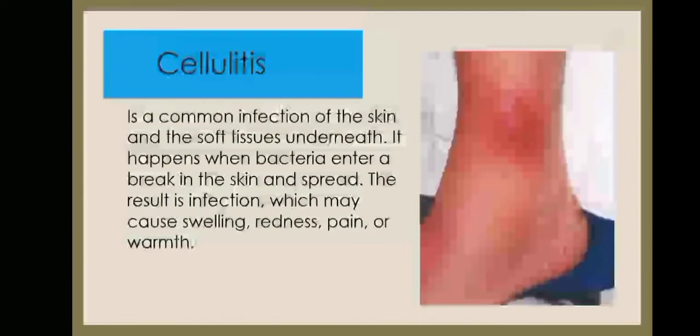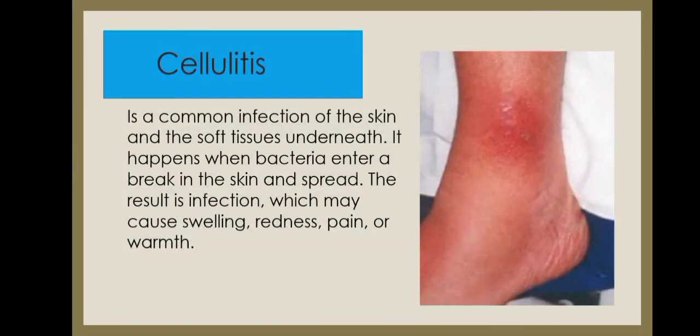And another skin infection is cellulitis. It is a common infection of the skin and the soft tissues underneath. It happens when bacteria enter a break in the skin and spread. The result is infection, which may cause swelling, redness, pain, or warmth. With cellulitis, you are at risk if you have trauma to the skin, diabetes, and circulatory problems such as not enough blood flow to your arms and legs.